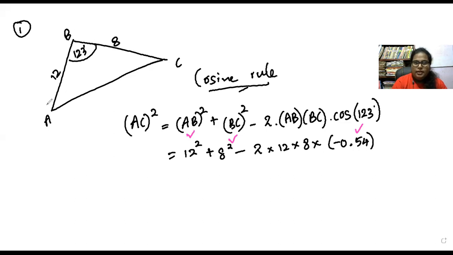So keep this in mind also. You have to consider the unit of the angles as well, right?